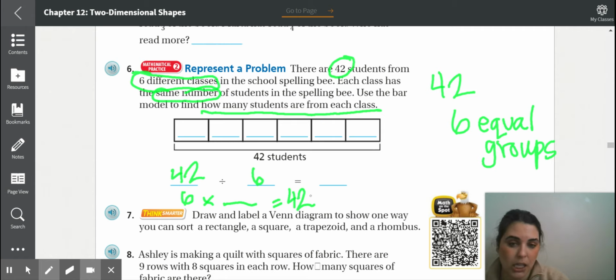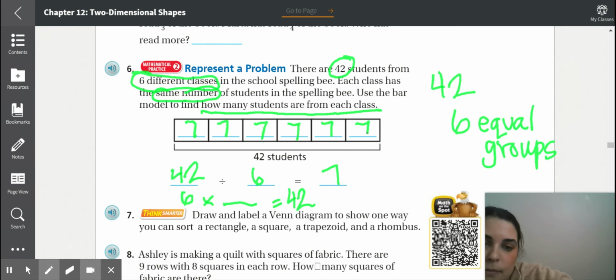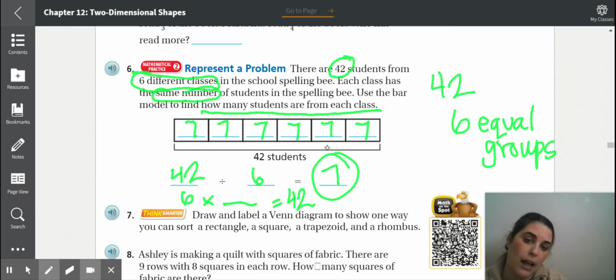Take a minute to think. Hopefully we can do this faster now. 6 times what is 42? If you said 7, that's correct. 7, 7, 7. So we know that there are 7 students from each class that are in the spelling bee.